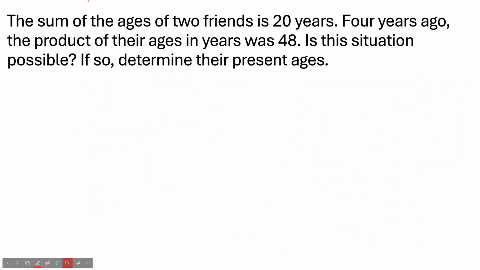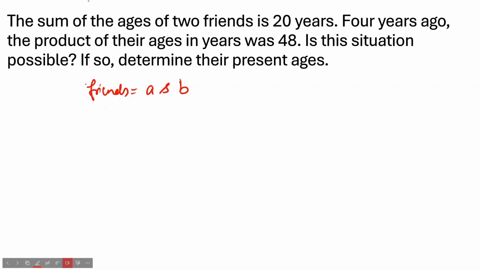Next question. The sum of the ages of two friends is 20 years. 4 years ago, the product of their ages in years was 48. Is this situation possible? If so, determine their present ages. So we can assume the two friends are friends A and B. I'm just assuming their names A and B.